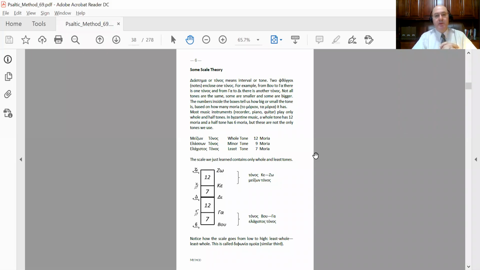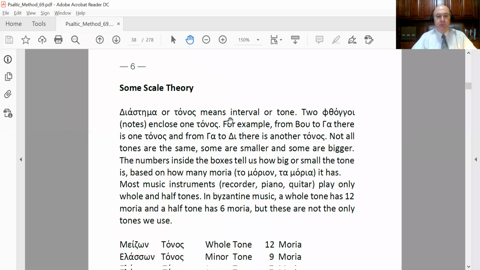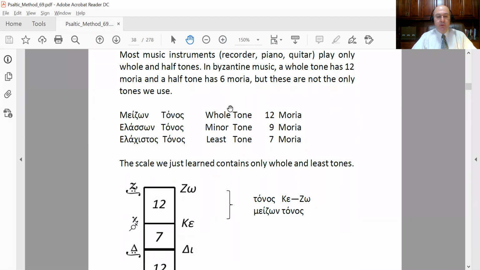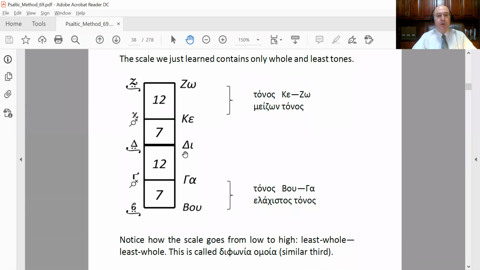Good morning. Lesson 7 on page 6 of the Psaltic method, which you can download online at patriarchalpsaltophiles.org. And today we're going to do some theory about scale. We've been learning about the Byzantine music scale, or klimaka, that looks pretty much like that. That's the one that we have been learning so far.